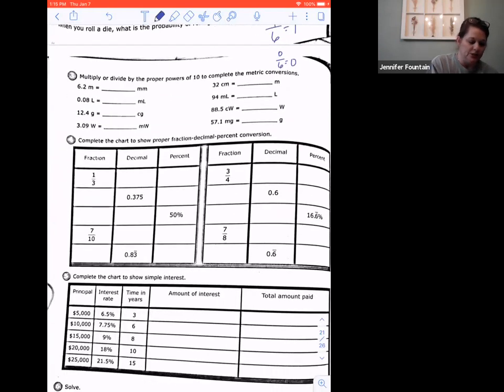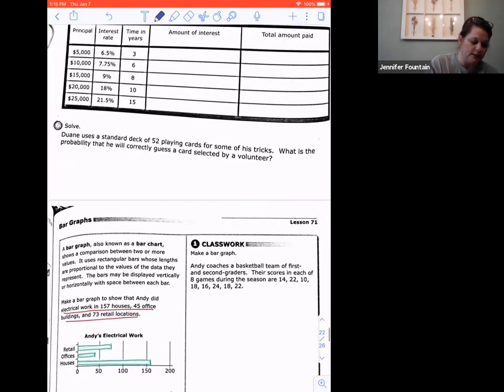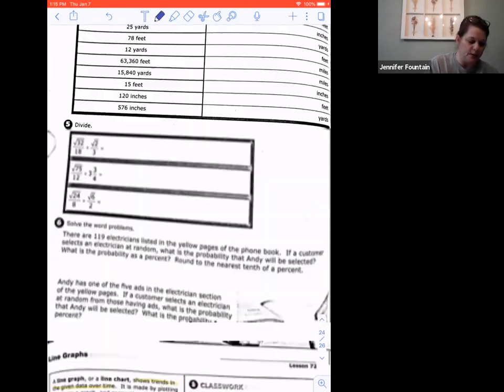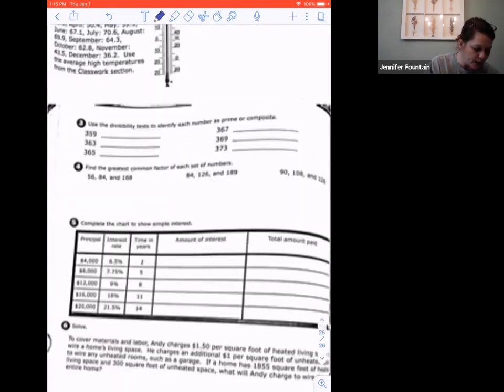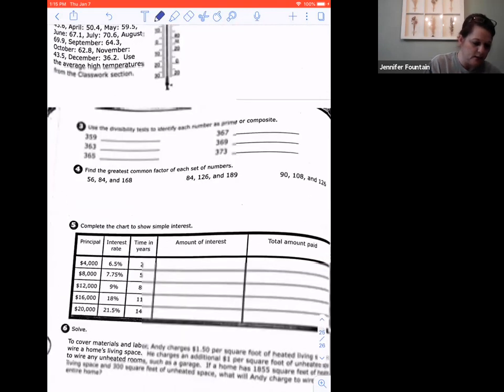So we are going to just go ahead and keep on moving. Let's see, 71 was bar graphs. So we're keeping on moving from there. And then we had line graphs. And then is that the end of my pages I've got copied? It sure is. All right, so now we are going to move on to lesson 73 on page 161. Lesson 73, page 161.